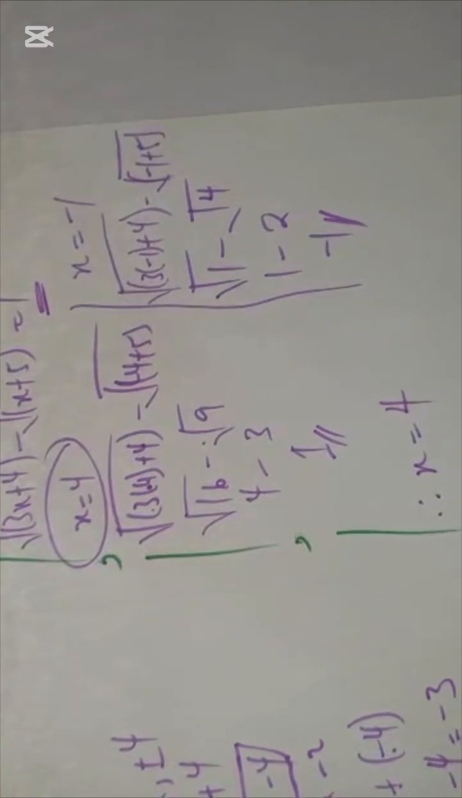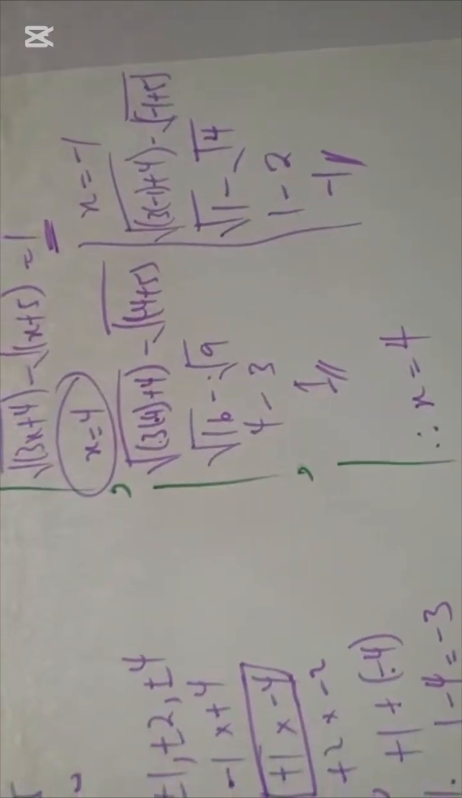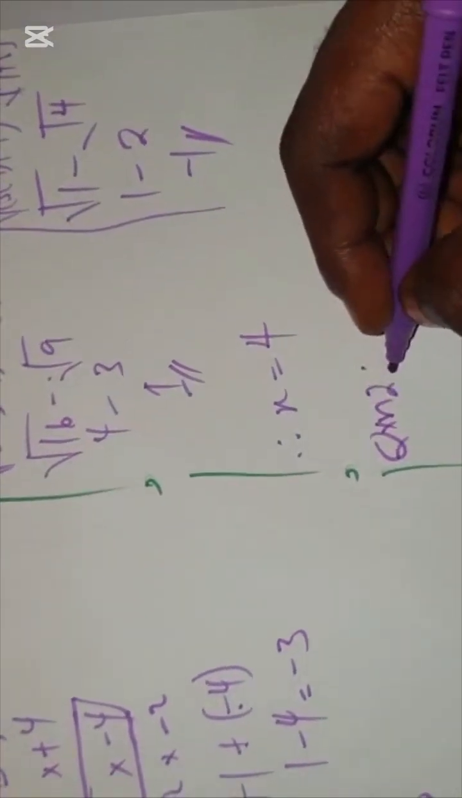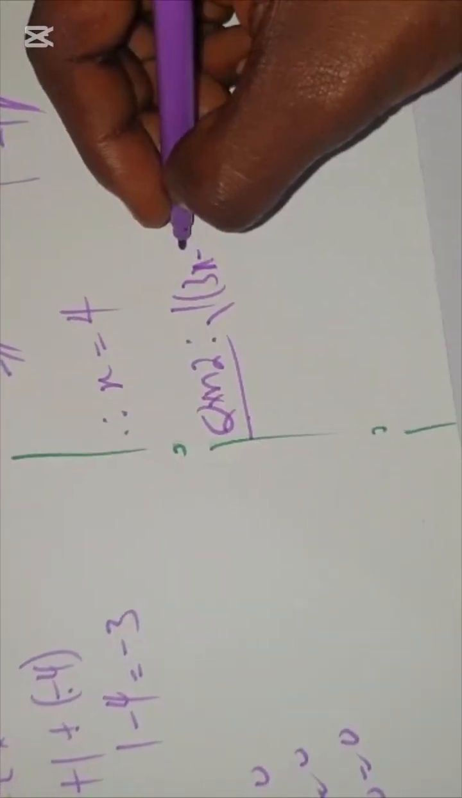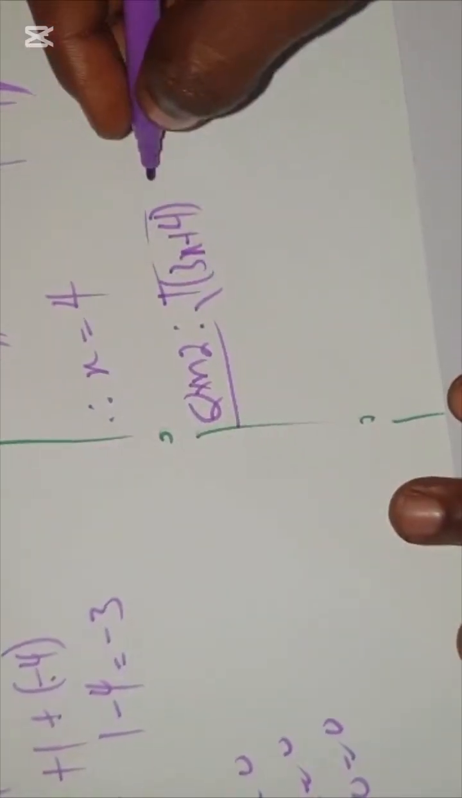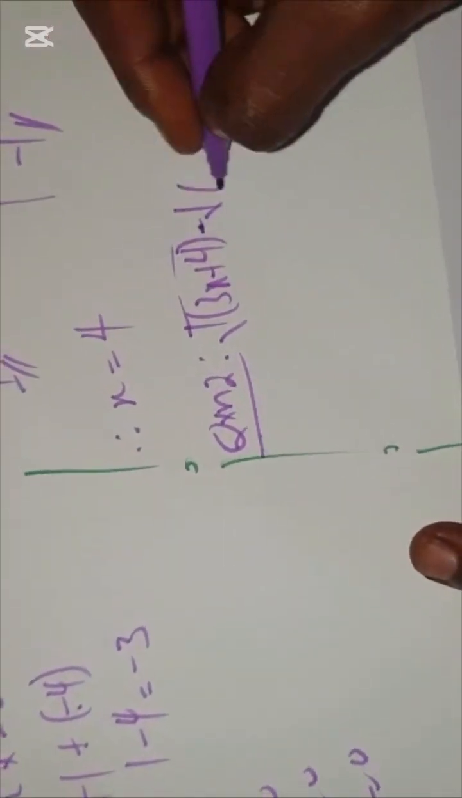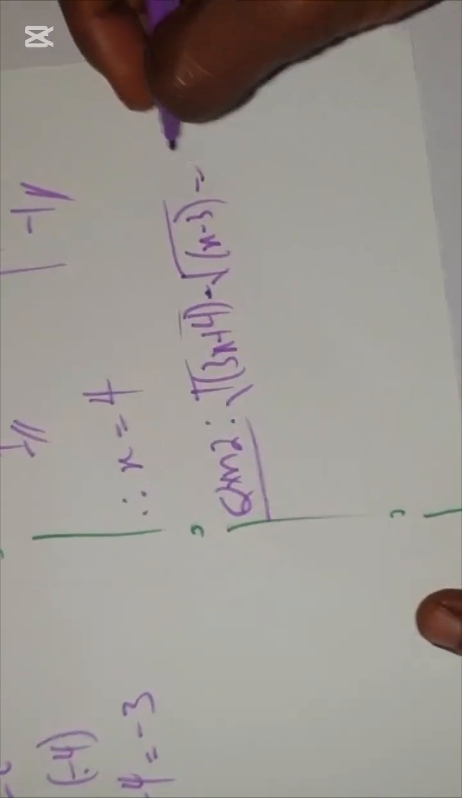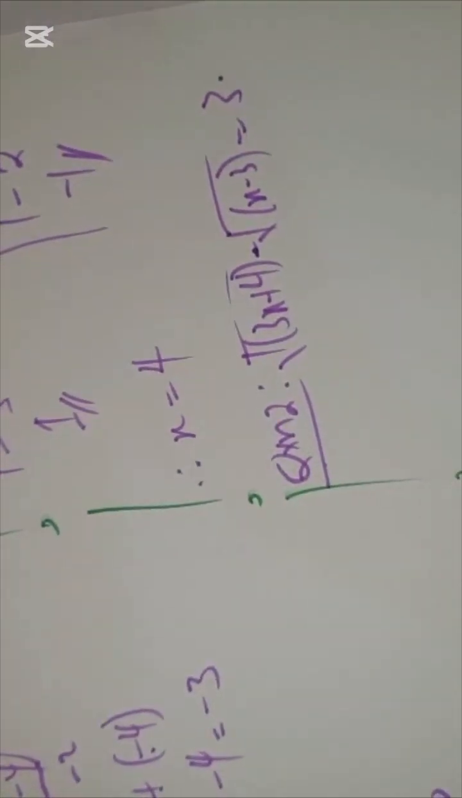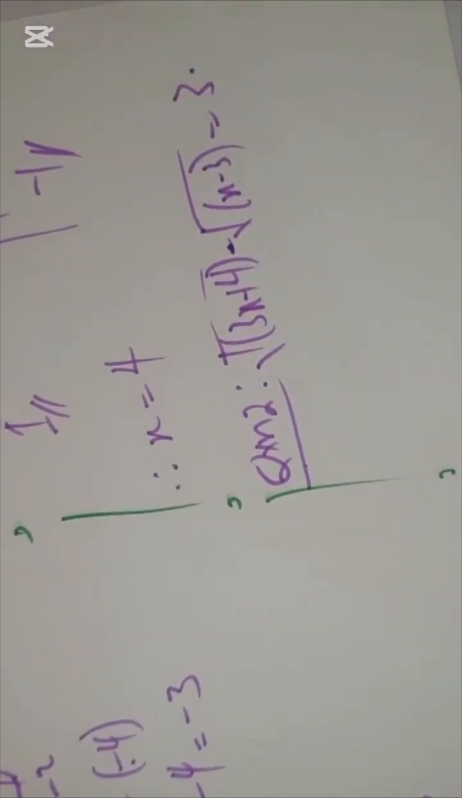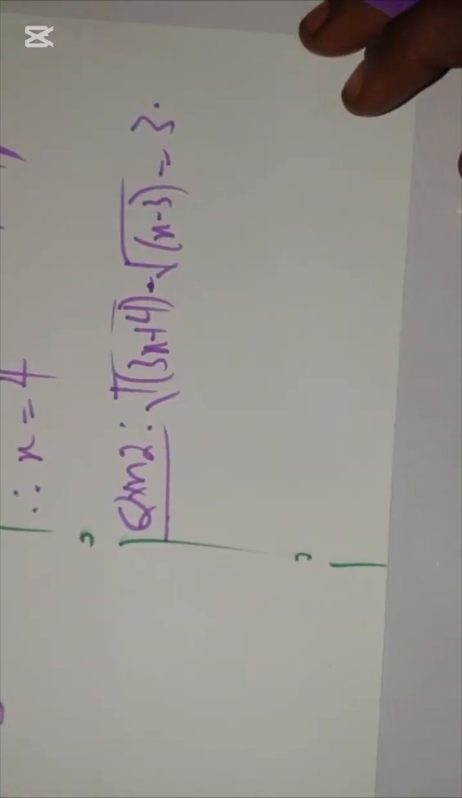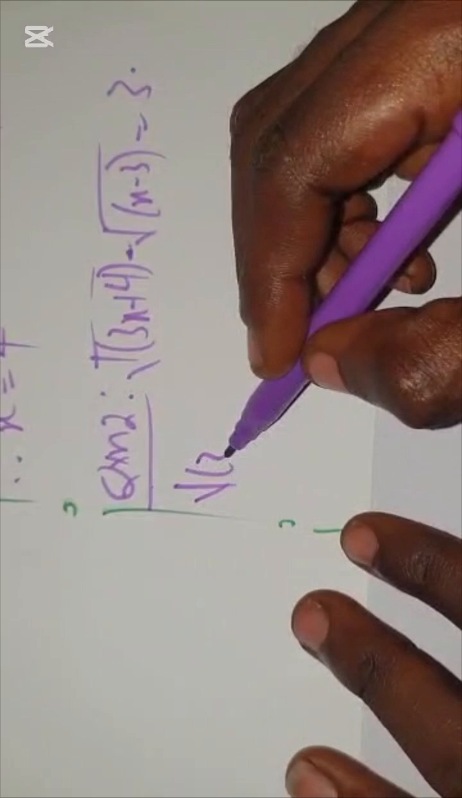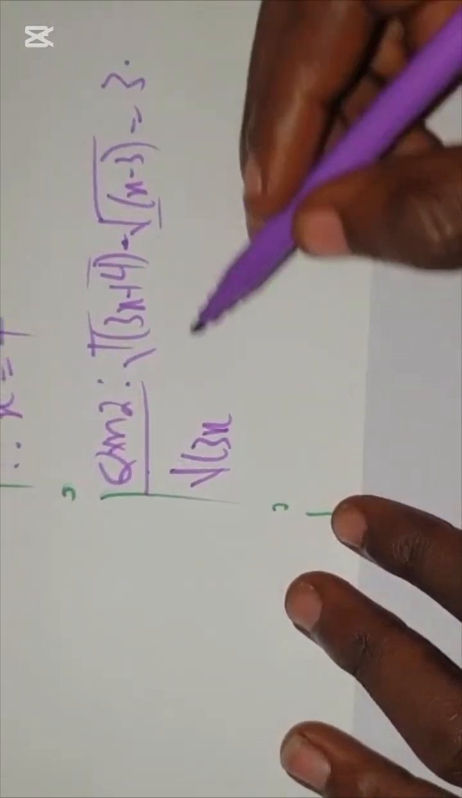So let's pick a second question and try to solve. Question number 2. We have root of 3x plus 4 minus root of x minus 3 equals 3. So I'm going to take you through this one too before I give you another one. So first of all, we're going to send this side to the other side.